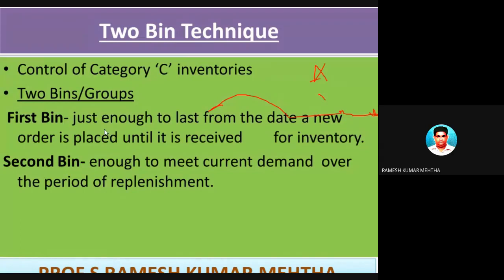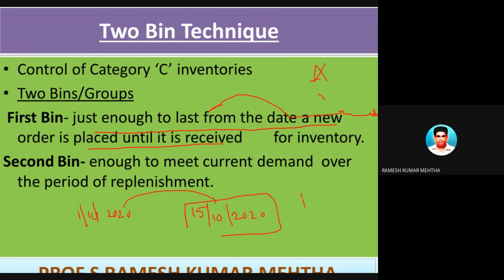Now, the first bin. There are two bins. A bin means something like a box. The first bin is just enough to last from the date a new order is placed until it is received. Today I ordered, that is on 1/10/2020, and the lead time is 15 days, until 15/10/2020. On the 16th, I am going to receive the goods.